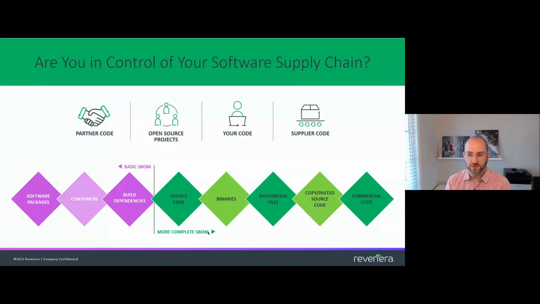Binaries, right? Binaries that don't come in through package managers. Are you pulling in multimedia files, codecs, images, icons, videos? There are considerations to be made there. Are you pulling in commercial code, right? There are non-open source SDKs, there's third-party code. All of this needs to be part of your software bill of material to have full transparency and full visibility into your risk.